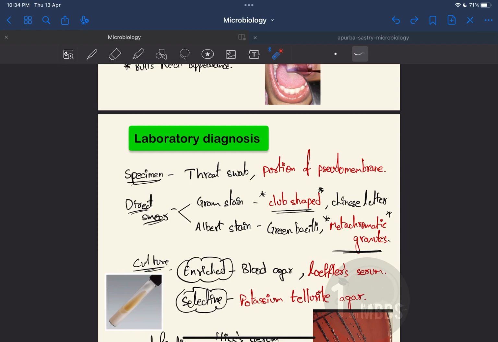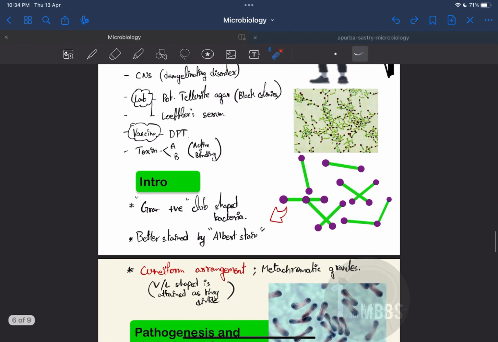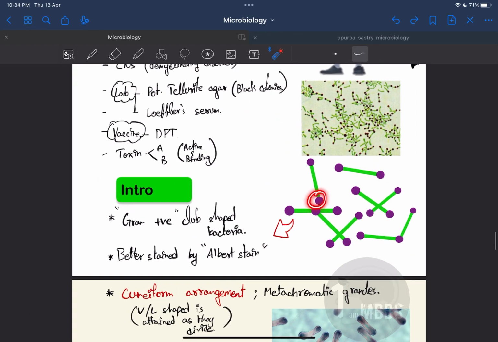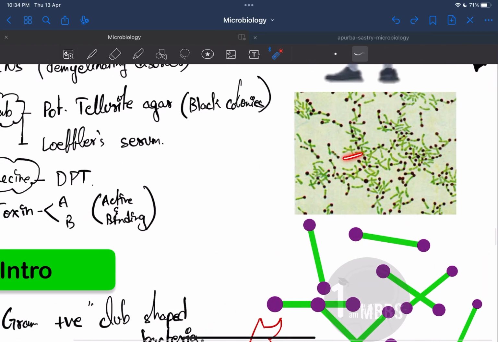On Albert staining, you can see green color bacilli with the metachromatic granules at the ends. Here you can see the metachromatic granules at the ends and the green color bacilli. You can see it over here properly.